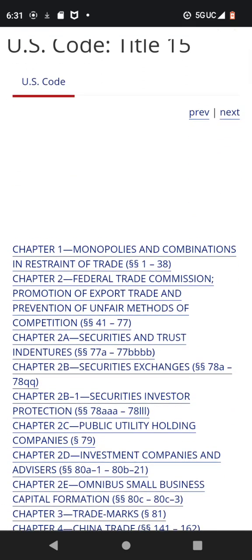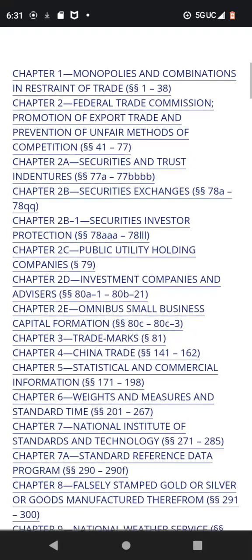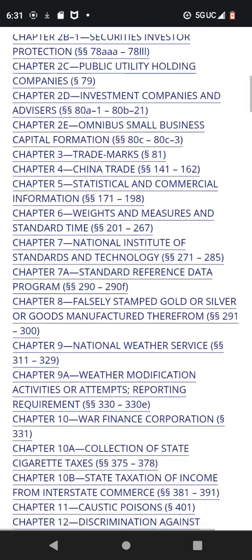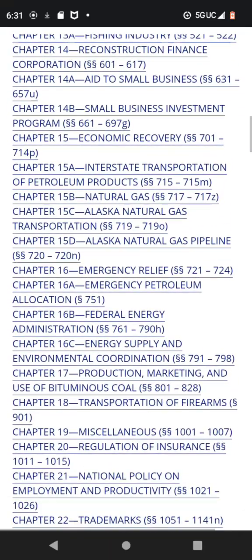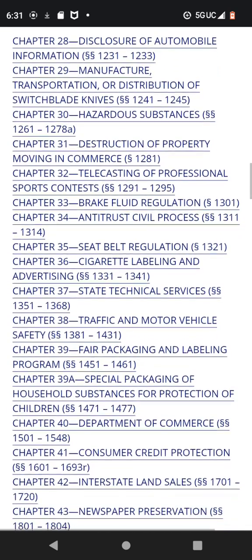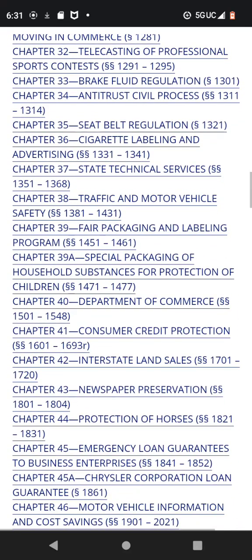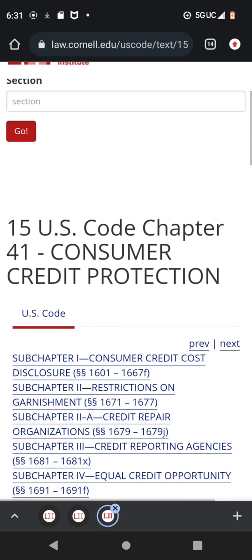Take you guys to Title 15 so you can see what is in Title 15. So boom, securities, that's where we just went over the gas and all that, breaking that down. But this is Title 15, so I would scroll down to get to my Truth in Lending, because I know where it's at, because this is what I do. So, consumer credit protection, boom.